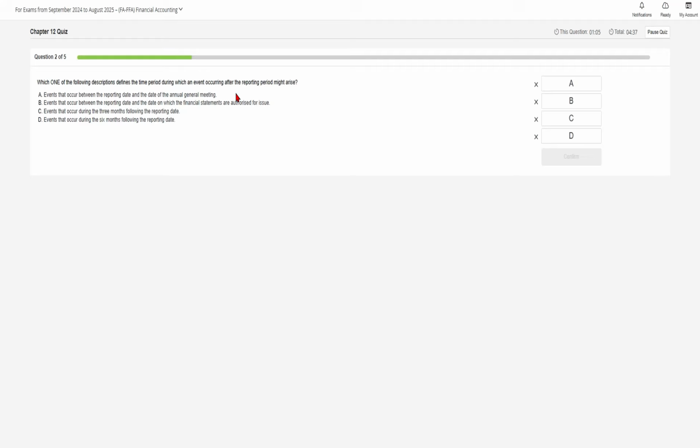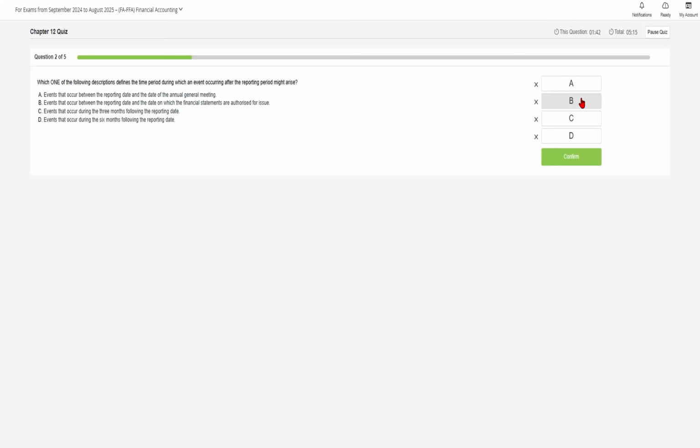Now next we have B, and this is what I have said right now. Events that occur between the reporting date and the date on which the financial statements are authorized for issue. So from the end of the accounting period to the date the financial statements are authorized for issue, that means approved by the board of directors. This is the period during which those events, whether adjusting or non-adjusting, arise, right? So B is the correct one.